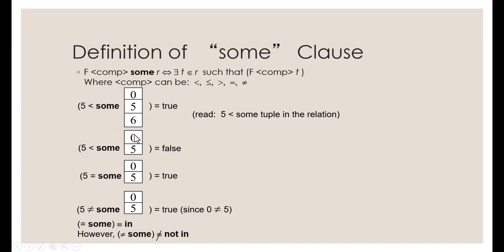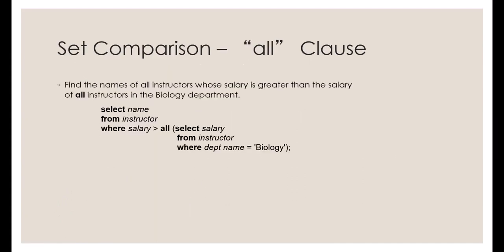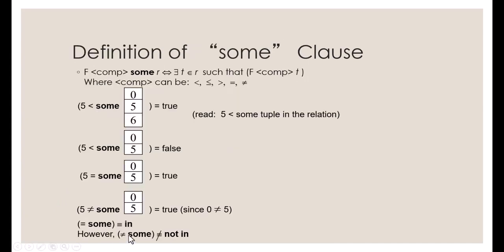Here, is 5 less than 0? No. Is 5 less than 5? Also no, they're the same. So this is false because none of these were true. Is 5 equal to 0? No. Is 5 equal to 5? Yes. Because this is true, this whole thing is true. Is 5 not equal to 0? That's true. Is 5 not equal to 5? That's not true. Since it's true for one, the whole thing becomes true. This is kind of equivalent to in. However, not equal to some is not the same as not in.